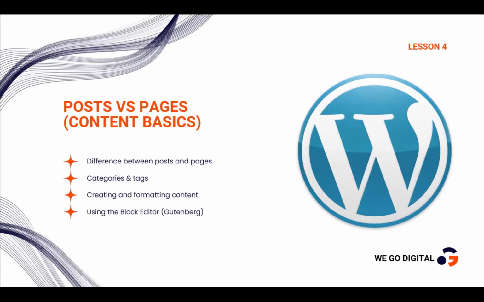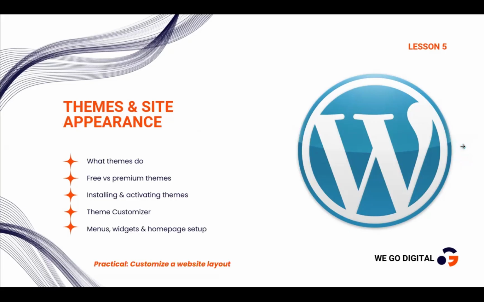You now know the difference between the post and the page. You've seen what categories are and how to create and format the content on each of these. We also used the Gutenberg editor. In our next lesson, we will focus on themes and site appearance. Now we get to make some things beautiful. We get to understand what themes do. We get to see free and premium themes. We get to install and activate some themes, and we get to customize our themes.